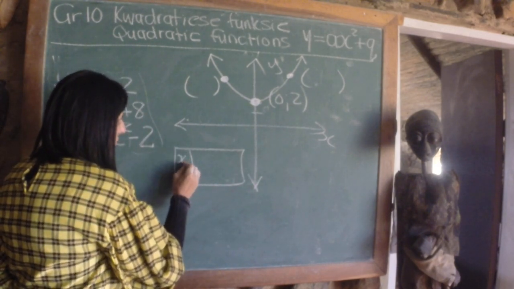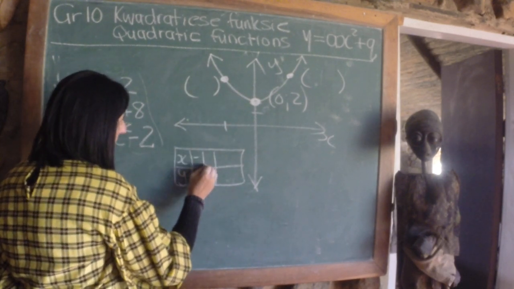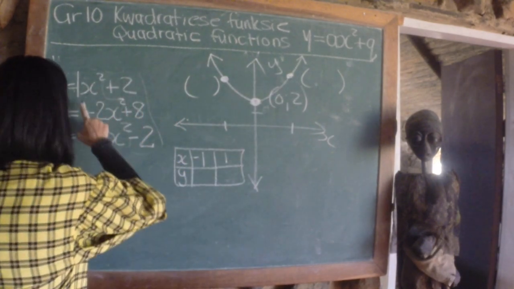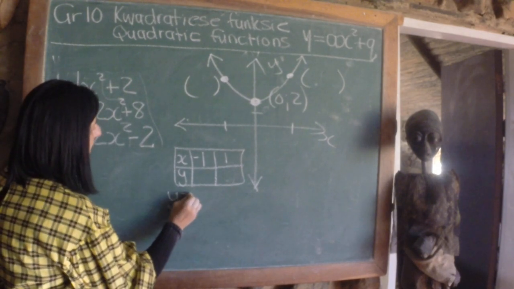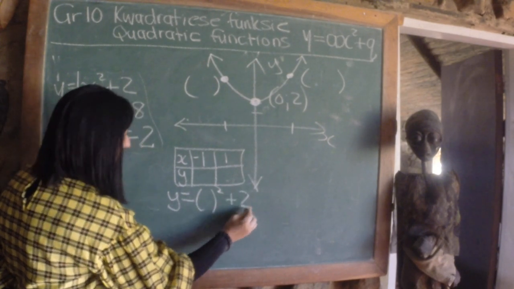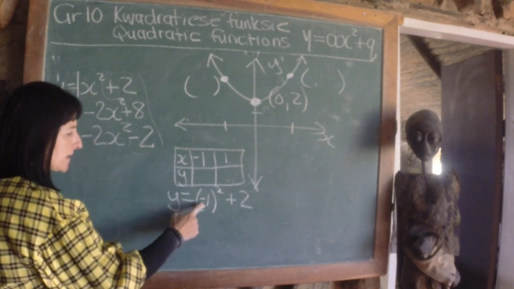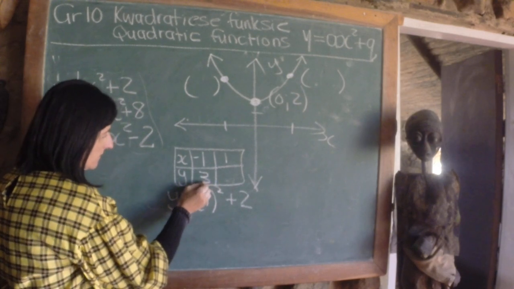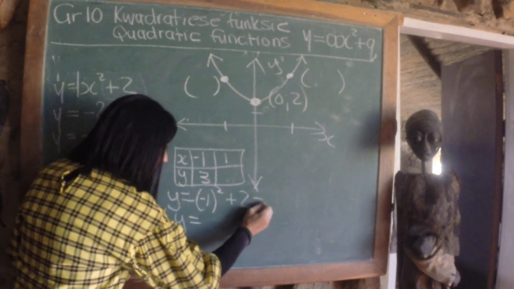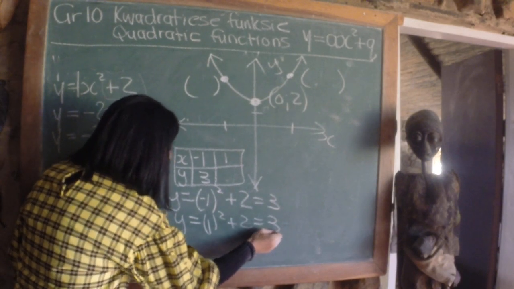Kom ons gaan en ons gaan kies vir ons 'n negatiewe x-waarde, so ons kies sommer -1 and we're picking a positive x value plus 1. Let's do substitution. Ons het y is gelyk aan x kwadraat plus 2. So kom ons sit eers vir -1. -1 maal -1 is 1, plus 2 is 3. As ons nou weer dieselfde sommetjie doen, en ons sit nou vir 1 in, dan is dit 1 kwadraat plus 2, en dis ook 3.